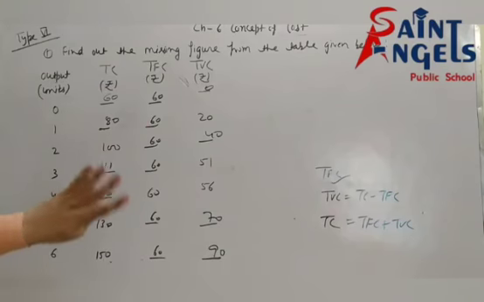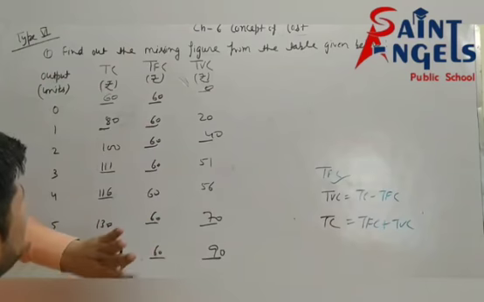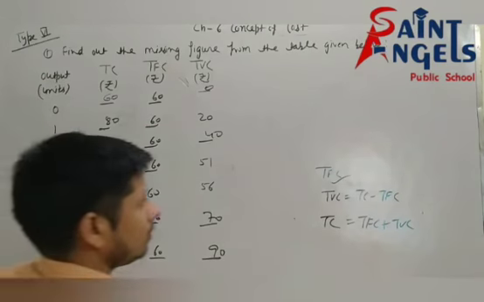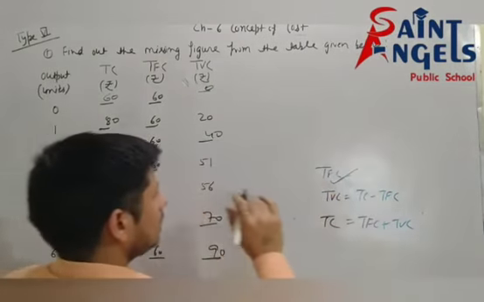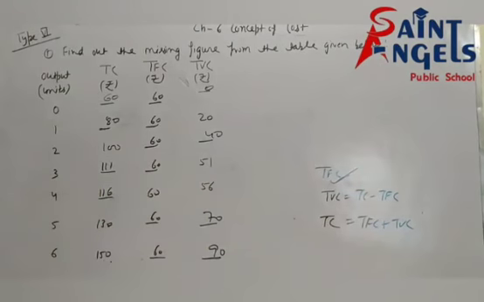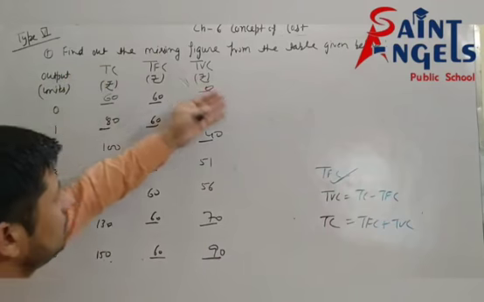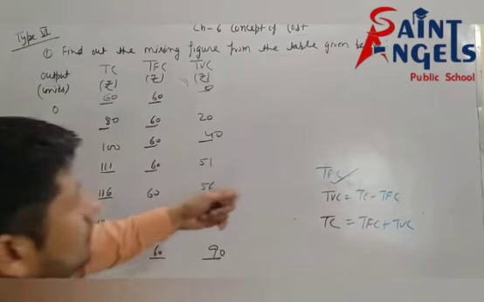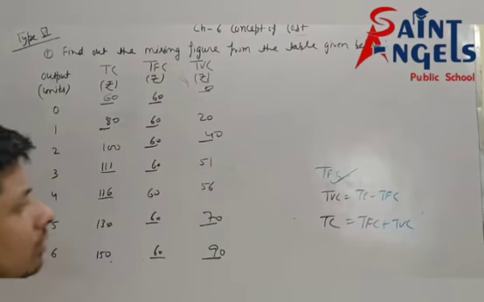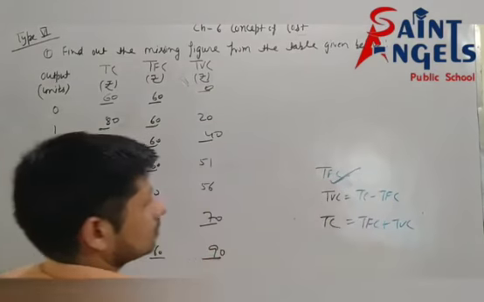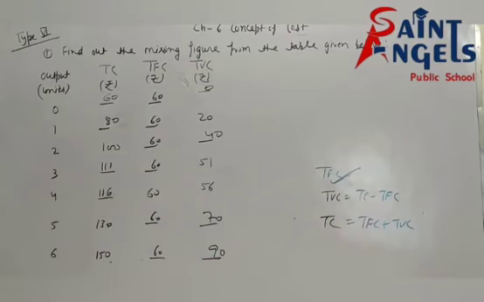So I hope you understood how to solve this type of table, or you can say this type of question. First of all, you will calculate TFC, then the question will become easier and you can find any cost: TC, TVC, AC, MC, AFC, AVC. But first of all, you will calculate TFC. So please pause the video and note down this.